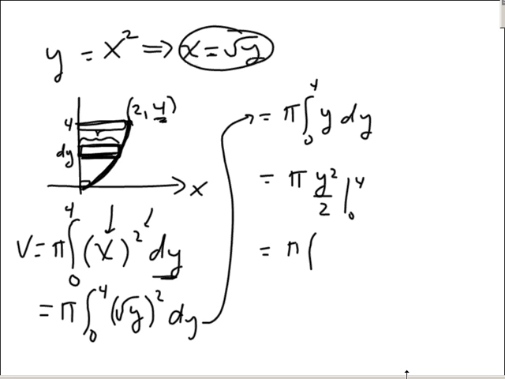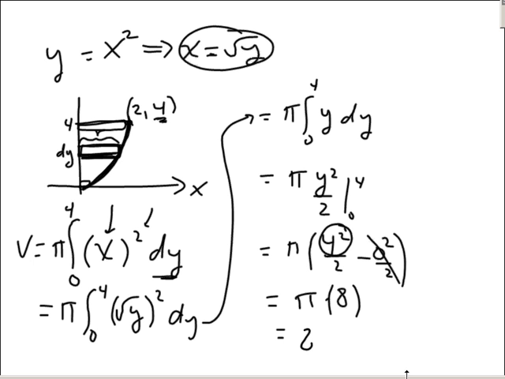I'll factor out the pi. So you get 4 squared over 2 minus 0 squared over 2. This is 0. 16 over 2 is 8. Pi times 8 is 8 pi. So that's the volume you would get if you rotate around the y-axis.